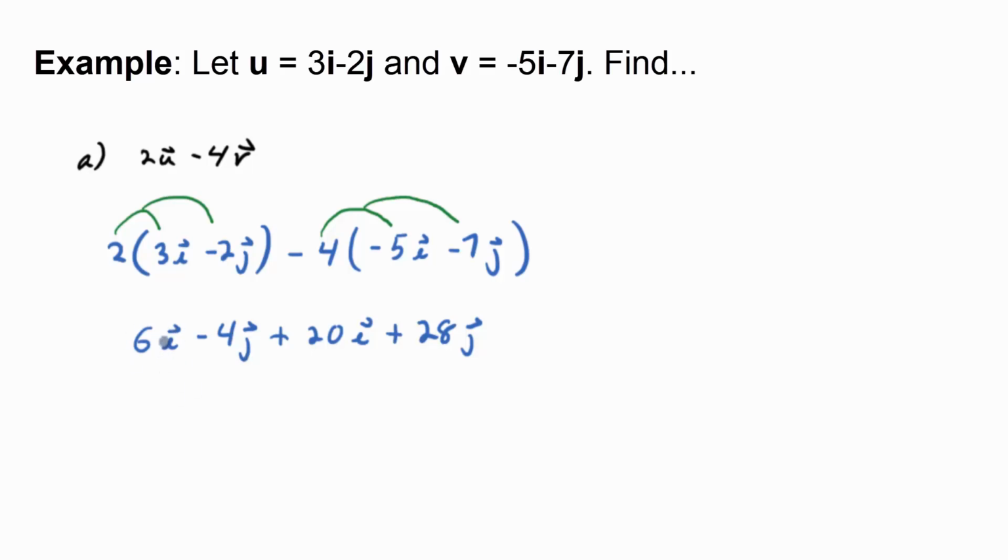And so the analogy continues then. So if you have 6i plus 20i, what's your new first component? Some books will call it your I component. It's 26, and then you have the I there. And that's your first component of the resulting vector. Plus, you have minus 4j plus 28j, which is 24j.